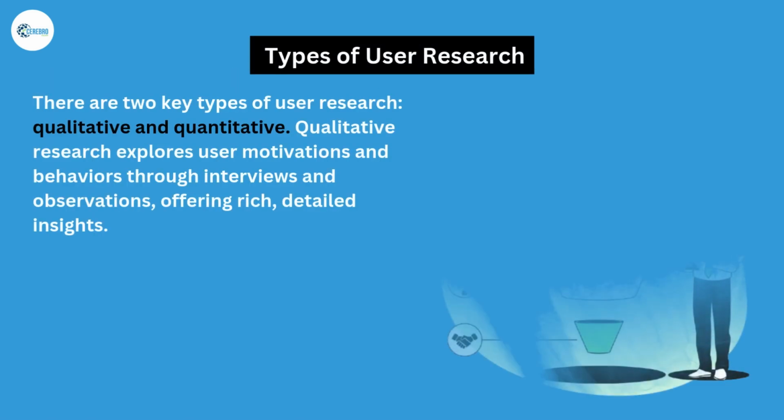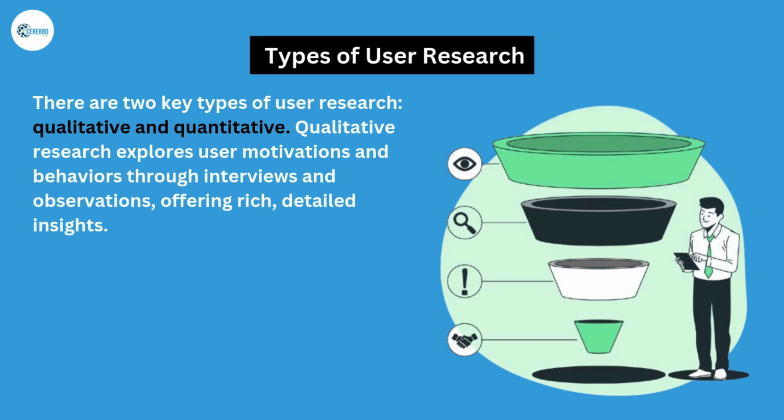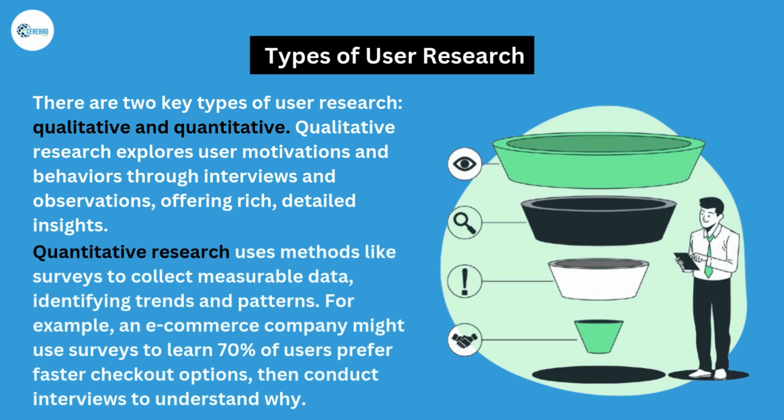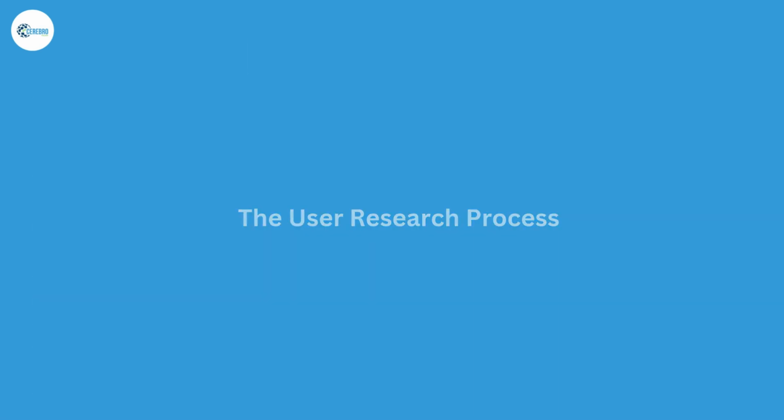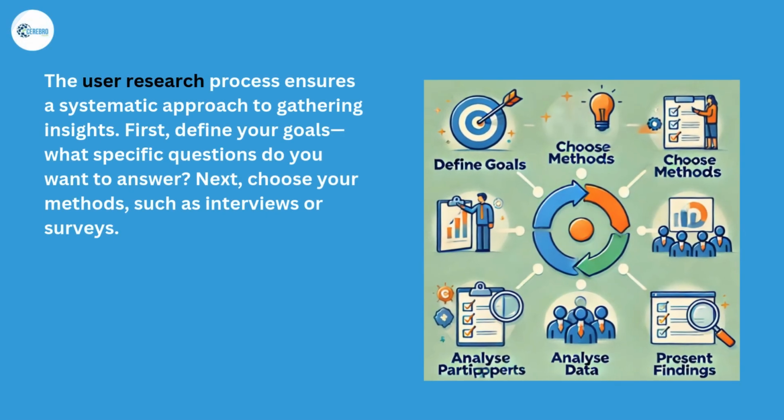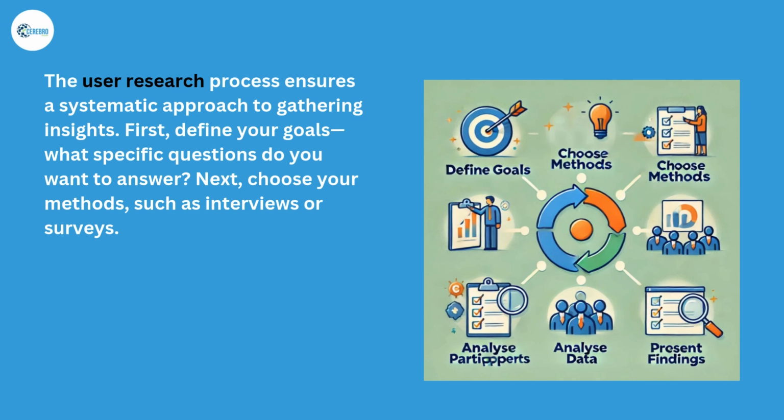There are two key types of user research: qualitative and quantitative. Qualitative research explores user motivations and behaviors through interviews and observations, offering rich, detailed insights. Quantitative research uses methods like surveys to collect measurable data, identifying trends and patterns. For example, an e-commerce company might use surveys to learn 70% of users prefer faster checkout options, then conduct interviews to understand why. By combining these methods, designers gain a complete picture of user needs and priorities.